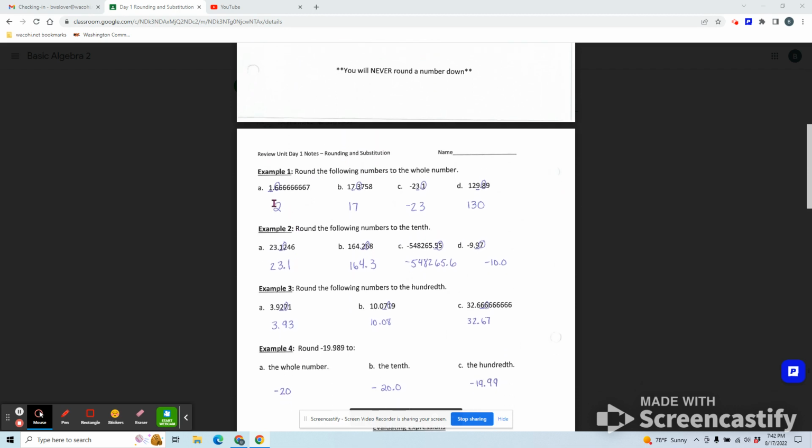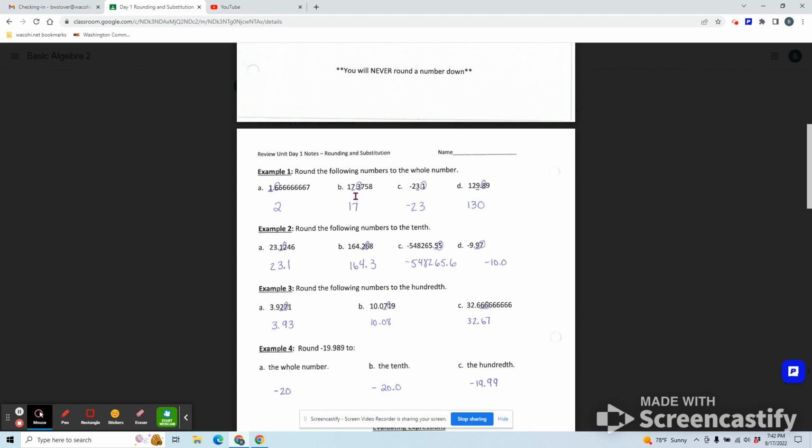So down here, here's my underlined number. It says round the following numbers to the whole number. So that means I should not have a decimal. I look at here, here's a 1, and I look to the number right next to it. There's a little arrow that I drew there. It's 5 or higher because it's a 6, so I round up. That's how I got the 2.